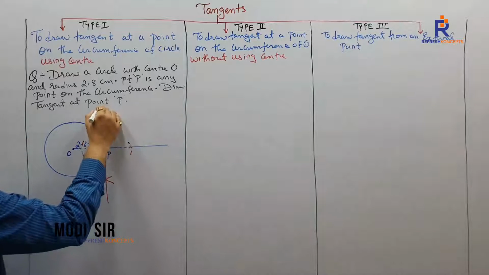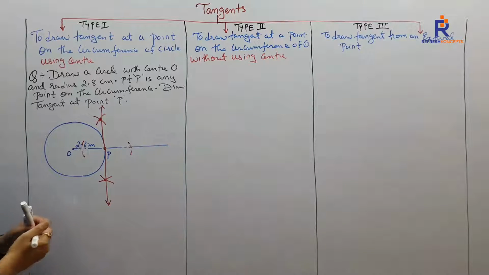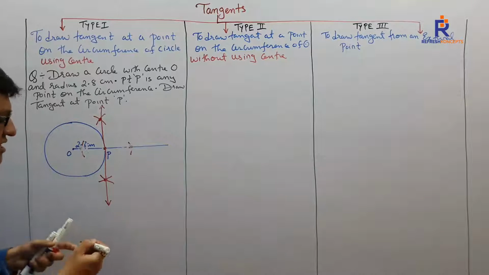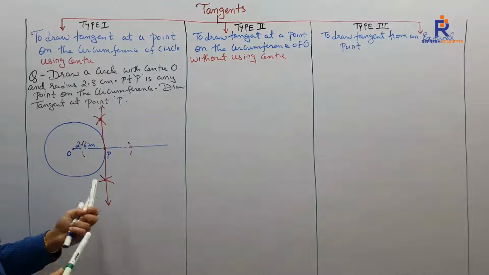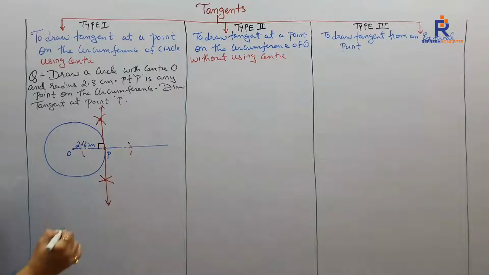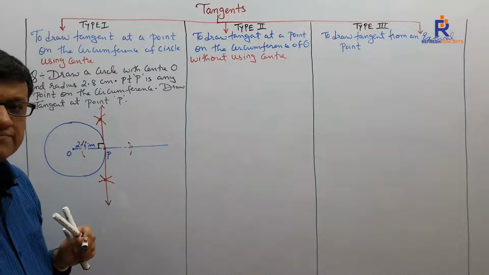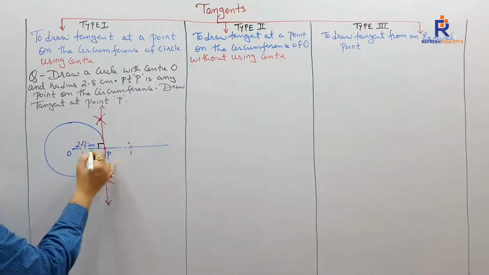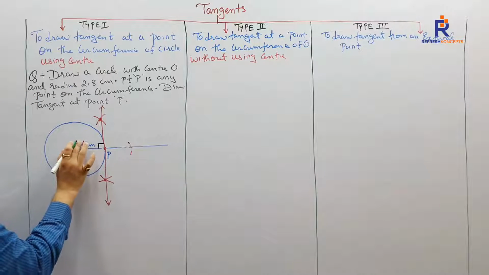This line is nothing but the tangent. Immediately, I'm supposed to mark this as 90. Very much needed. Radius is perpendicular to tangent. So this is 90. This is 2.8. If you want, you can write it down once again.